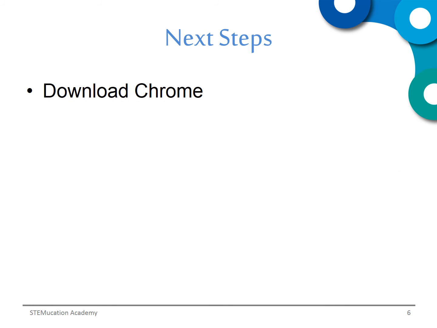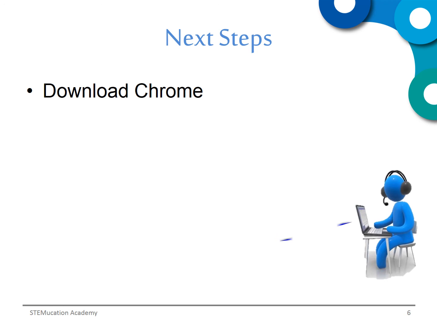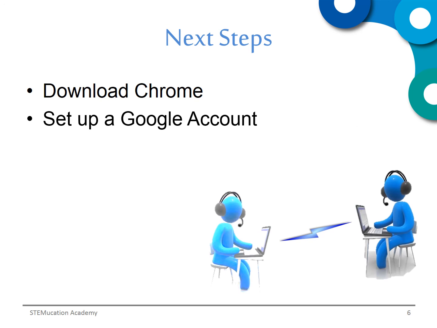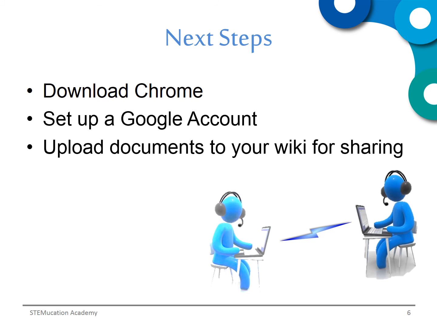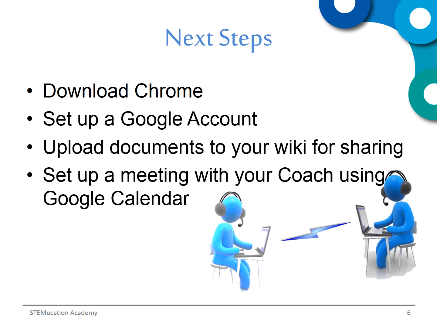You should now be ready to meet with your coach. If you haven't already done so, download Google Chrome to your PC and sign up for a Google account. Upload any pertinent documents to your wiki that you would like to share with your coach, and then set up a meeting with your coach using Google Calendar at an agreed upon date and time. If you have questions, contact your coach or visit YouTube for supplemental videos on using Google Hangouts.